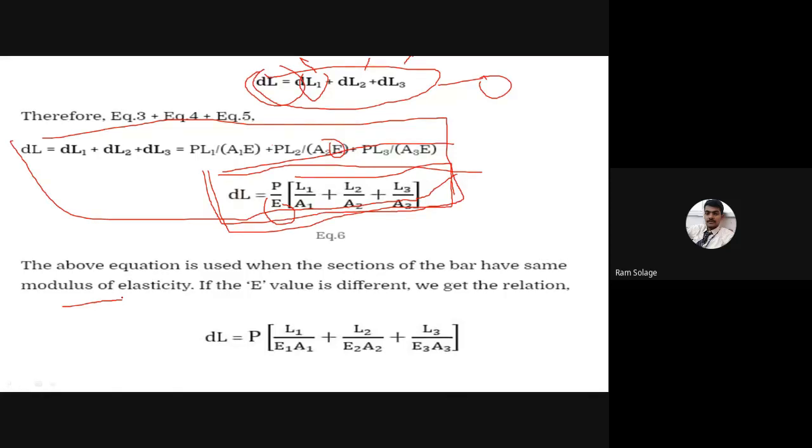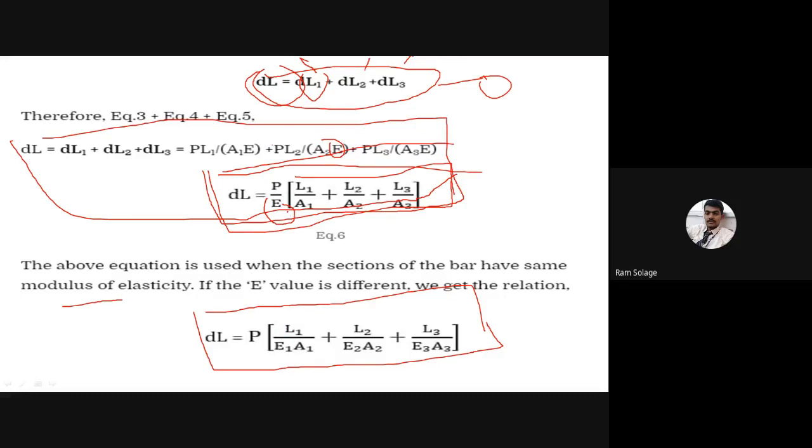Next, write down: if the material of each section will be different. Material of each section will be different. In that case, write down this formula. Delta L is equal to P into bracket L1 divided by E1.